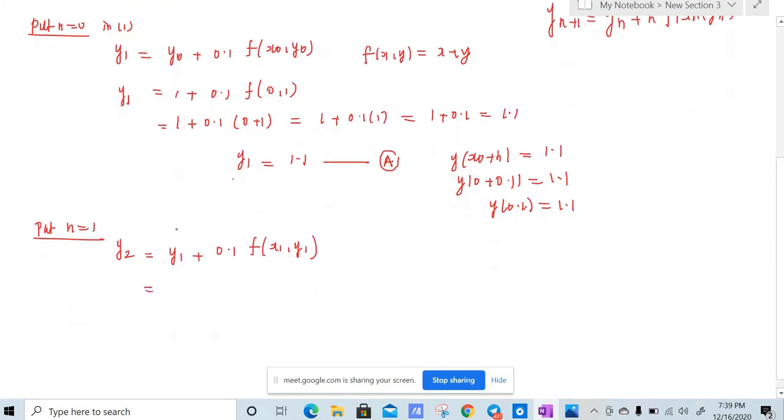What is y1? We have already calculated y1, which is 1.1. So y2 is 1.1 plus 0.1 into f of x1 comma y1. This is our x1 and this is our y1, that is 0.1 comma 1.1. This will be 1.1 plus 0.1 into, f of x comma y is 0.1 plus 1.1.